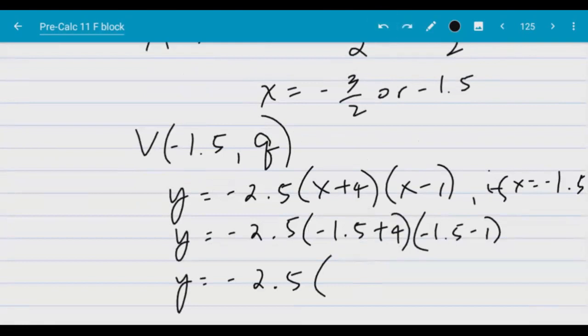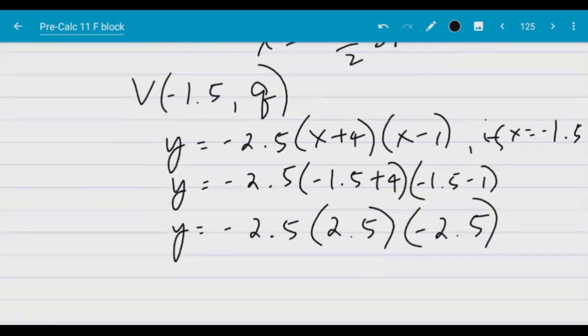This one will be 2.5 also. All right. But negative. Okay. Now, guys, what do you notice about all of these numbers? They're all the same, right? 2.5, 2.5, 2.5. Now, it's like 2.5 cubed. All right. The answer will be positive because there's a negative here and there's a negative here.